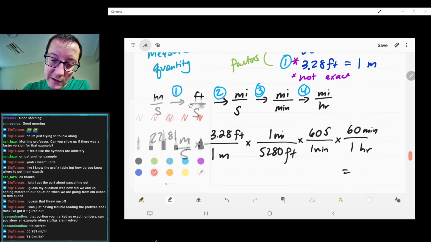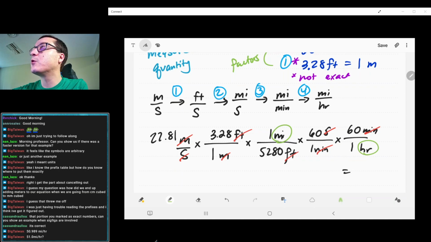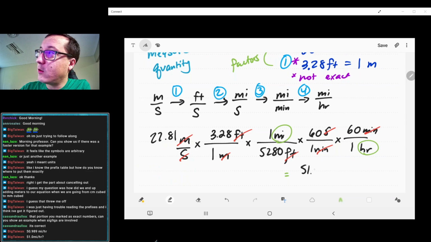Always double check that your units are canceling out. Meters should cancel. Feet will cancel. Seconds will cancel. And minutes will cancel. We're left with miles per hour. That's what we're looking for. So all we have to do is throw all this into our calculators. So 22.81 times 3.28 times 60 times 60 divided by 5280. When I do this, I get 51.011454 and so on miles per hour.